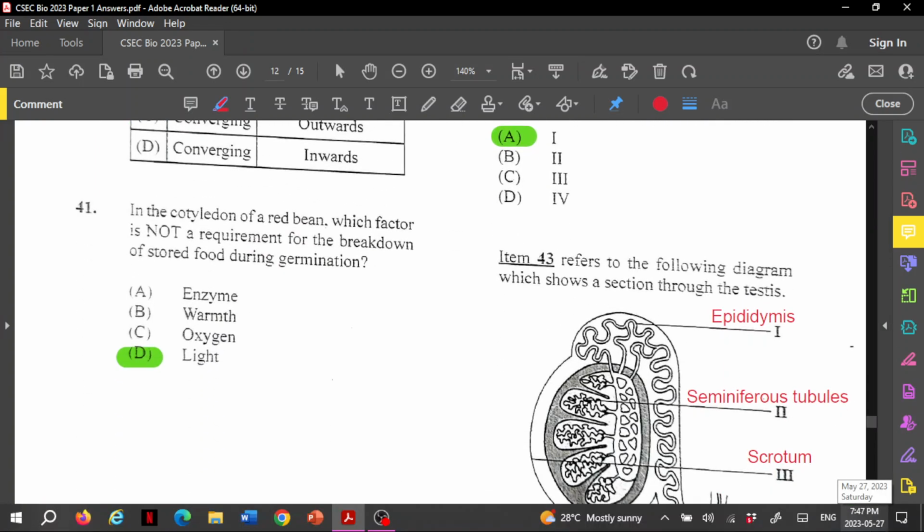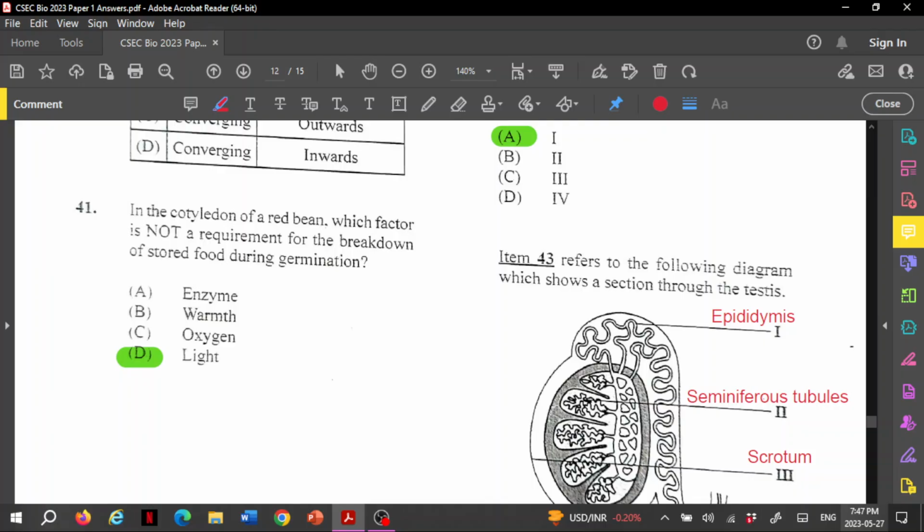Number 41 is in the cotyledon of red bean, which factor is not a requirement for the breakdown of stored food during germination? Germination does not involve light. I want to make sure you know that. Carbon dioxide and light are not needed for germination. Germination needs enzymes, warmth, and oxygen. As a matter of fact, warmth will stimulate the enzymes to work. Enzymes will break down the stored food. Oxygen will react with some of the food to produce energy.